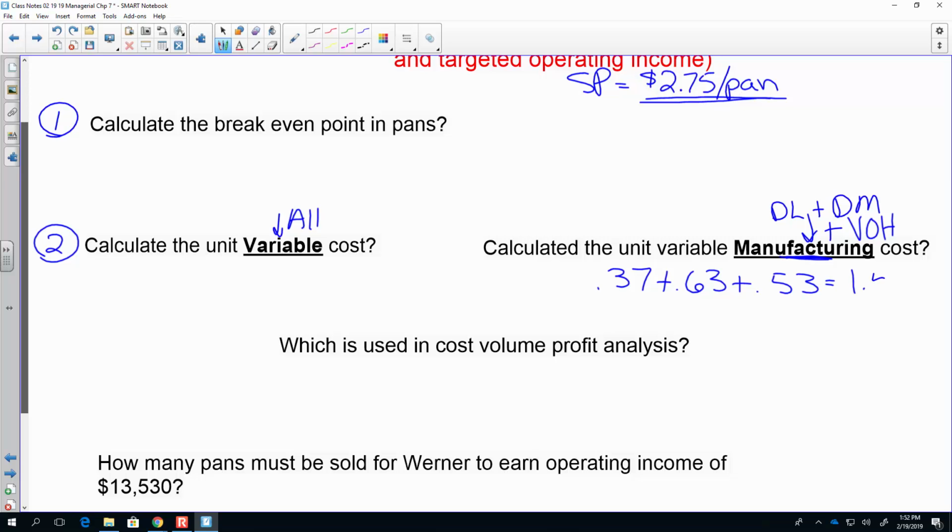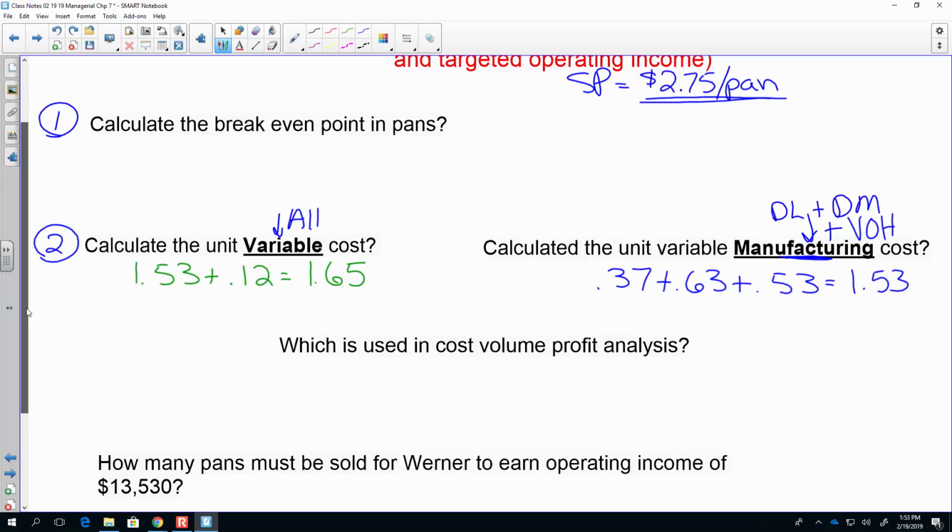That's $1.53, correct? Open. And to get my total cost, I'm going to take that $1.53 plus just the 12 cents, right? Or $1.65. Now we're going to use the total, right, for our variable cost to do our analysis.